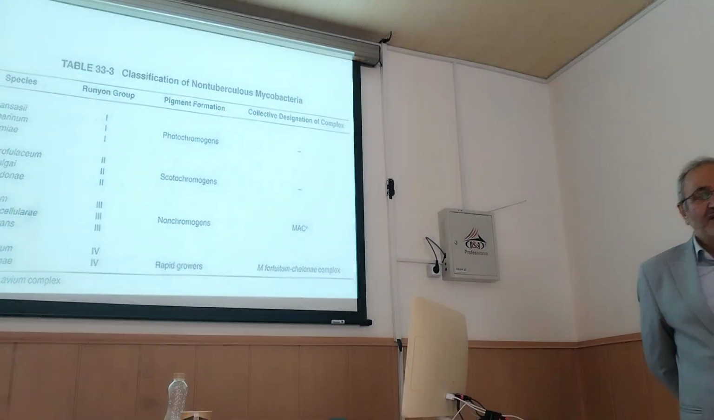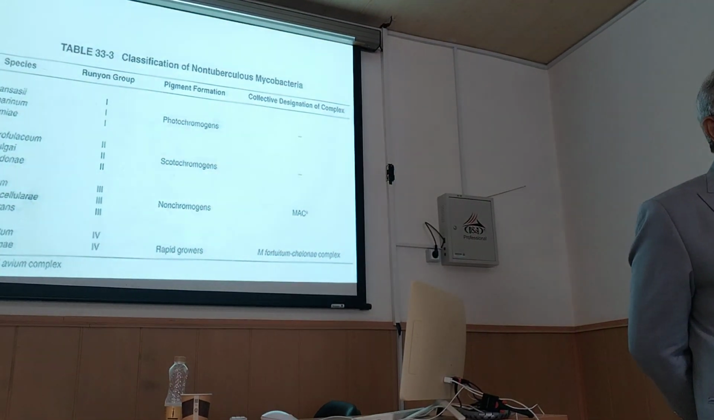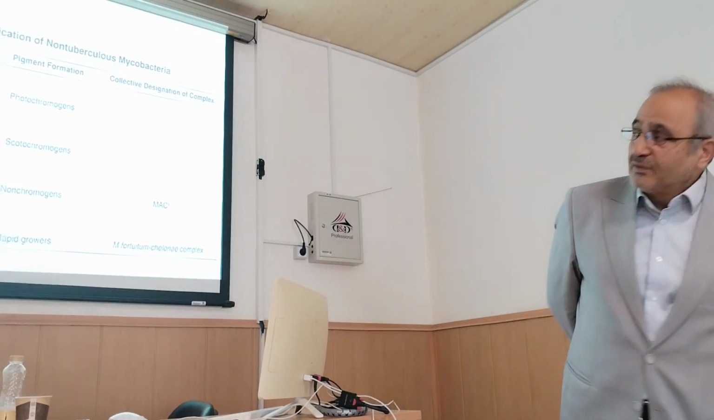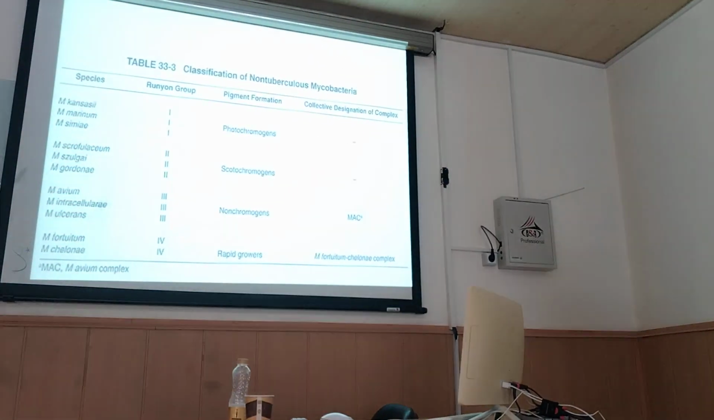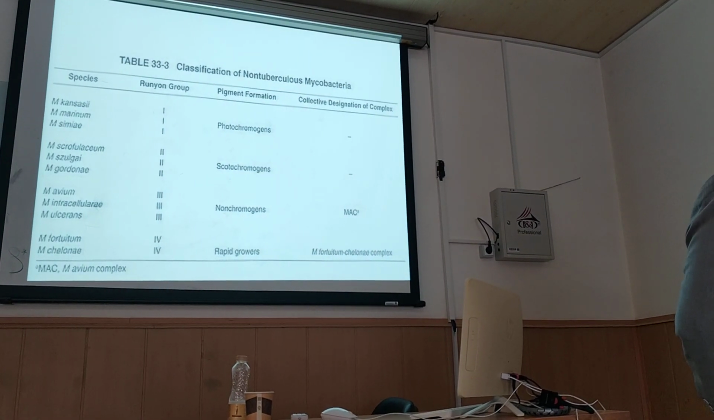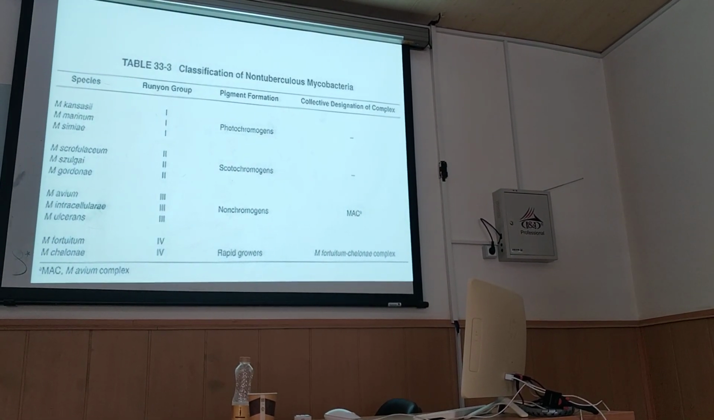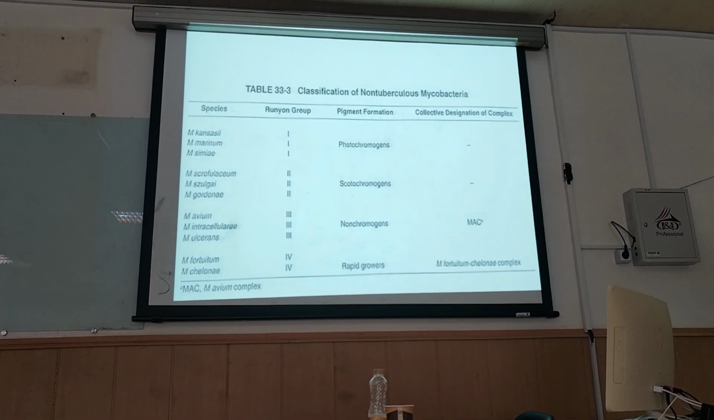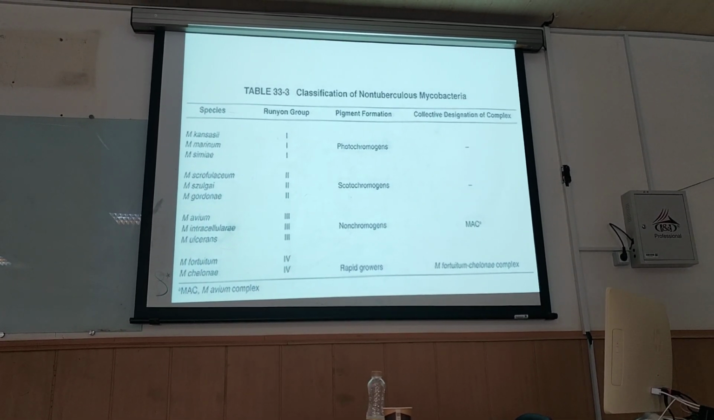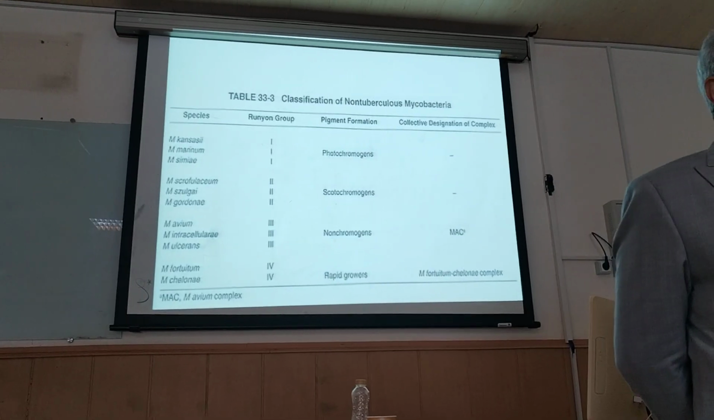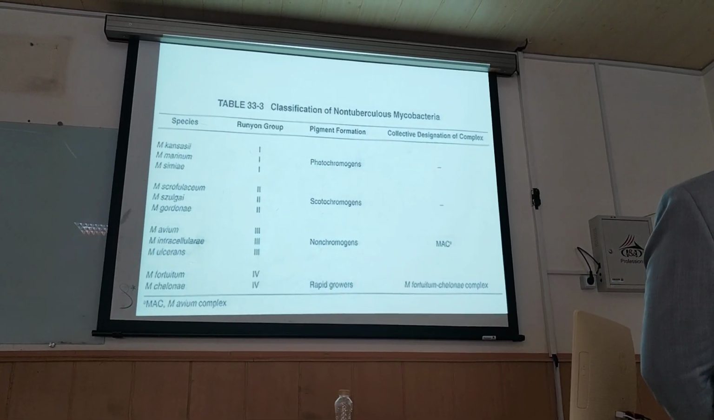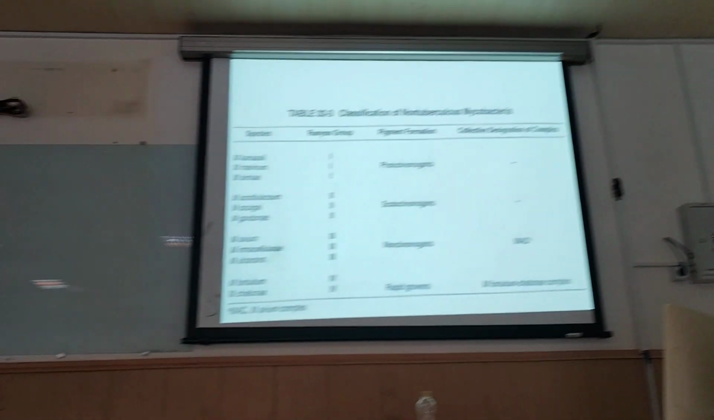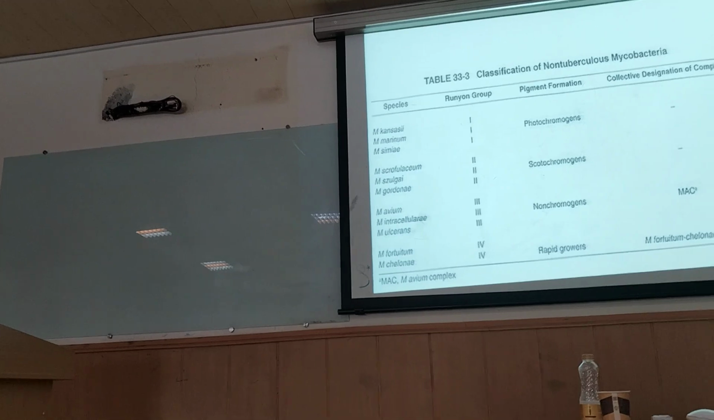The second group is scotochromogens. It means that they always produce carotenoid pigment in dark or in light, doesn't matter. Group 1 and group 2 are slowly growing. It means you should wait 3-4 weeks to see the colonies. In group 2, we have M. scrofulaceum. M. scrofulaceum causes lymphadenitis in children, in particular cervical lymphadenitis.